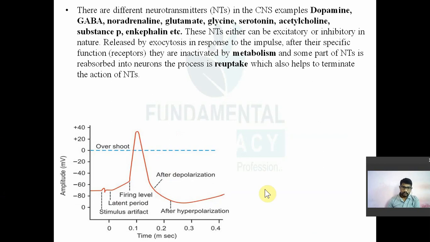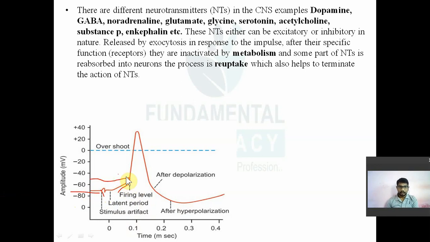This is how action potential is generated. Inside the cell, the resting membrane potential is around minus 70 millivolt. The red line here is the resting membrane potential of nerve, minus 70 millivolt. Now when there is a stimulus or impulse, there will be entry of sodium inside the cell. The minus 70 becomes less negative as sodium enters, going to minus 60, minus 55, minus 50. That is known as the firing level, minus 55.